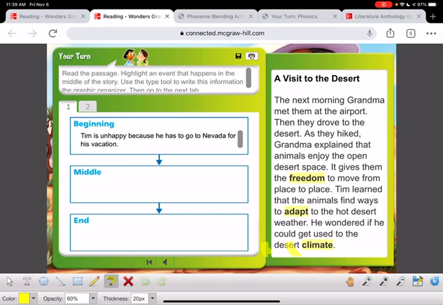So, the middle plot would be they drove to the desert. So now they're driving to the desert. And Tim gets to see the animals.